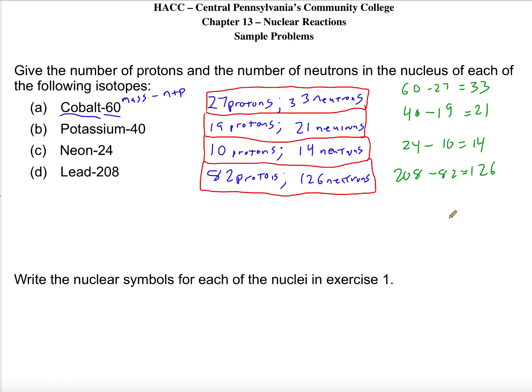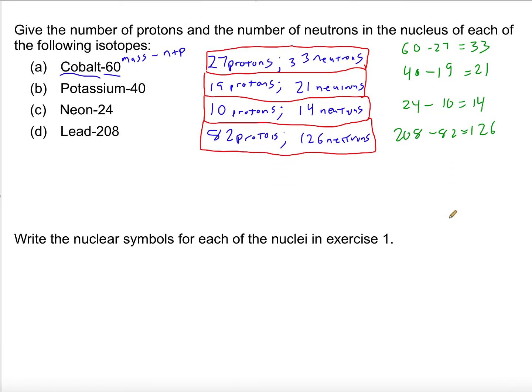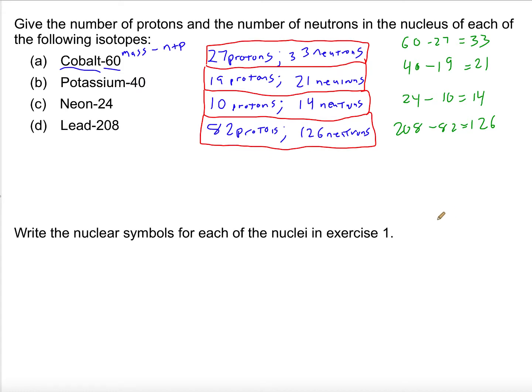Now the second one builds on the first, and we want to write the nuclear symbols for each of these. Now the nuclear symbols are a little different than what we've written here. A nuclear symbol first of all uses the symbol itself for the element. So cobalt is Co, potassium is K, neon is Ne, and lead is Pb.